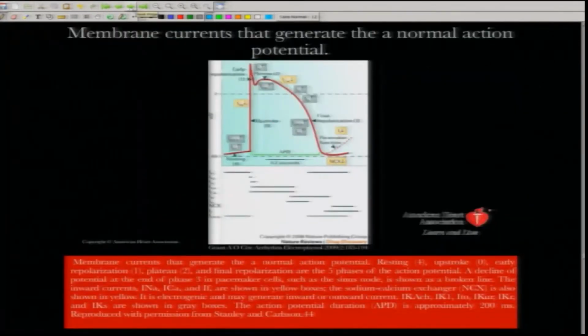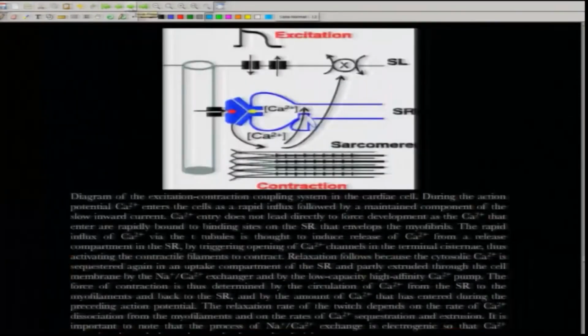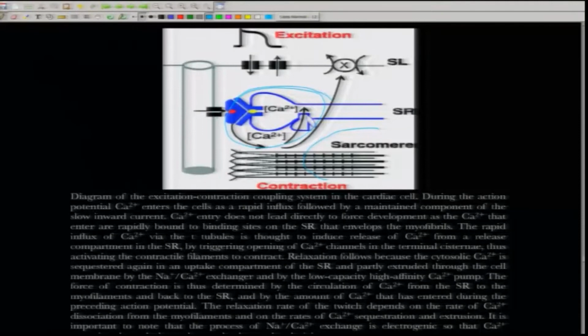Membrane current that generates a normal action potential. This is how this whole thing functions. You can go through repolarization, and that will give you a better idea about it. During this process, this is the sarcoplasmic reticulum, which is regulating this calcium exit and entry, and I have already talked to you about this in the muscle cell. So this is where the calcium is being regulated. There is a spike of calcium which ensures that the contraction happens.